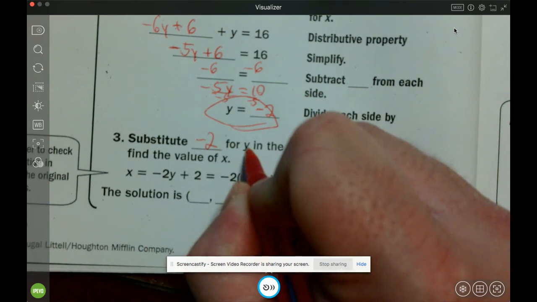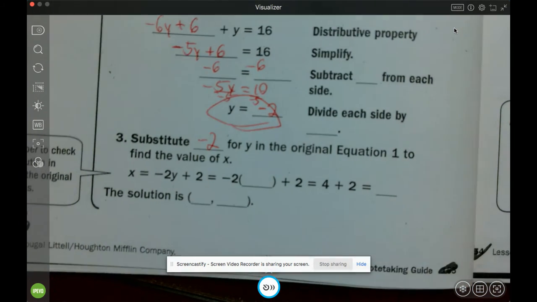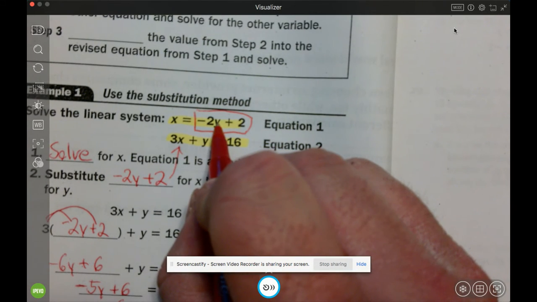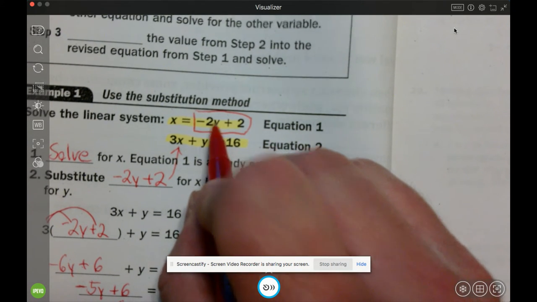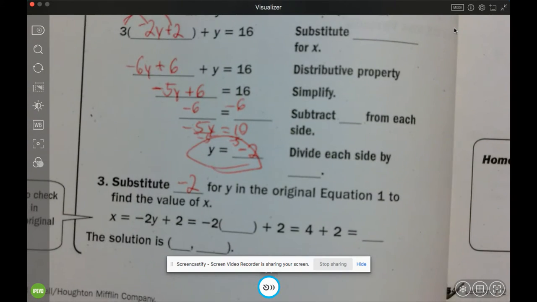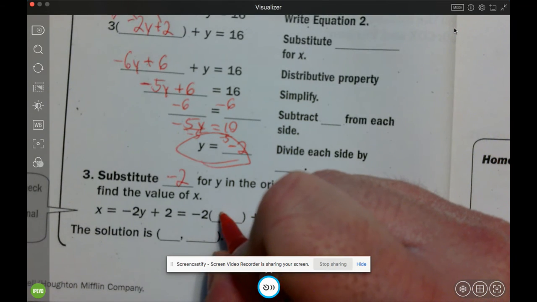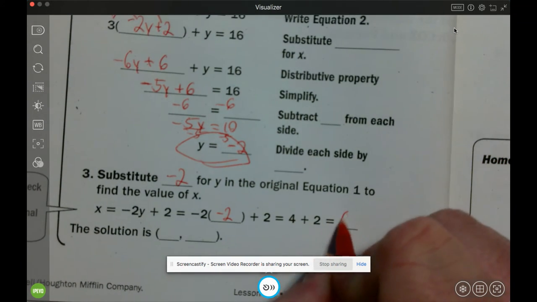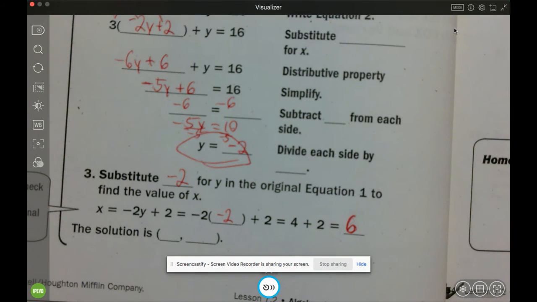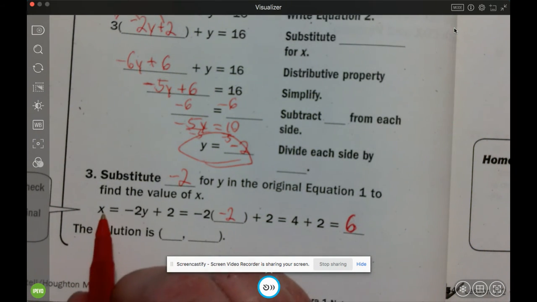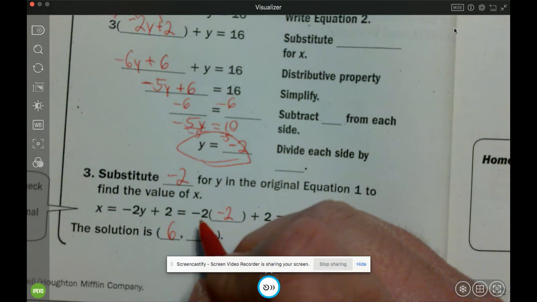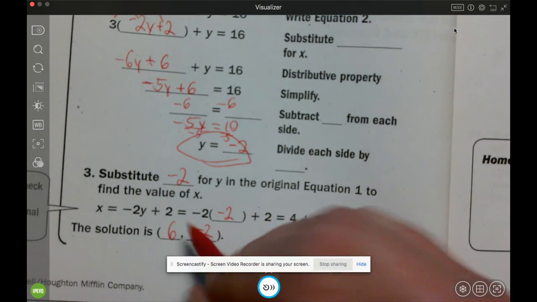negative 2 for y into the original equation from number 1. So we're really just going to put it right there and do negative 2 times negative 2 plus 2. So I'll do that in the space they provided. Negative 2 times negative 2 plus 2 is 4 plus 2, which is 6. So my solution is x equals 6 and y equals negative 2.